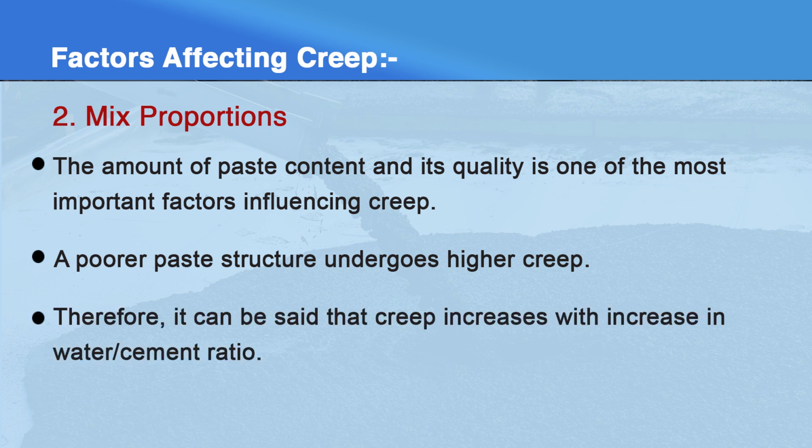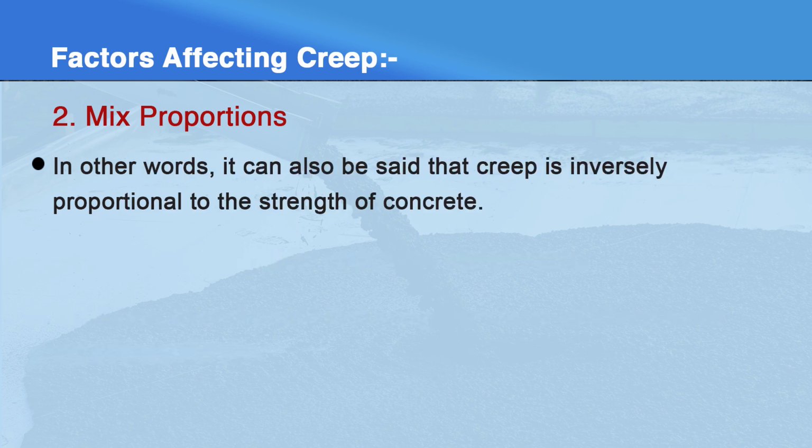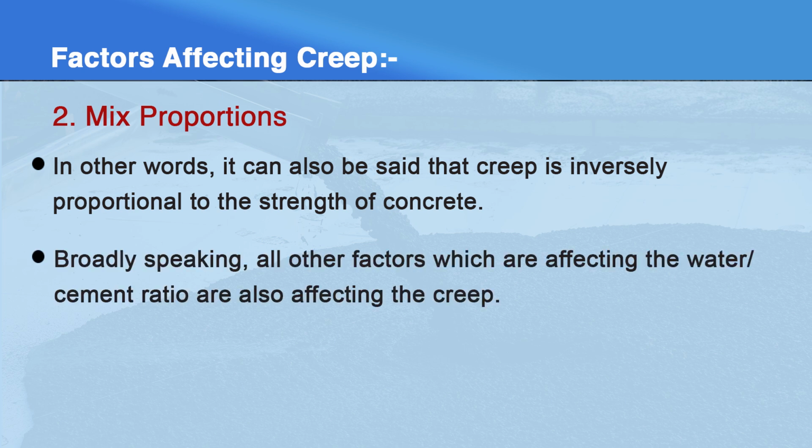Therefore, it can be said that the creep increases with the increase in water cement ratio. In other words, it can also be said that creep is inversely proportional to the strength of the concrete. That is, the more the strength, the less will be the creep. Broadly speaking, all other factors which are affecting water cement ratio are also affecting the creep.